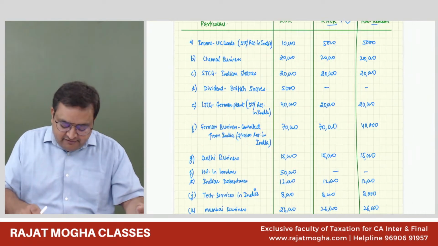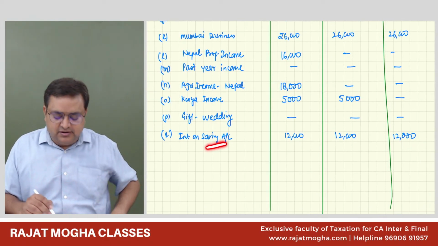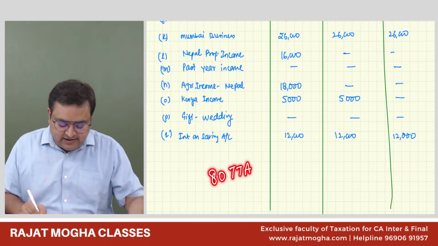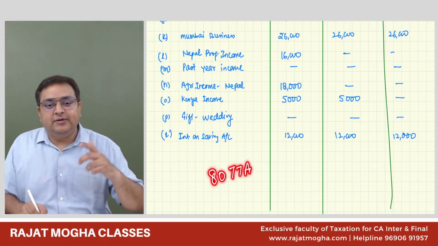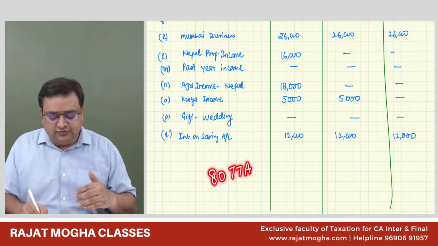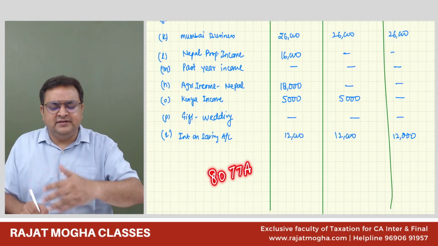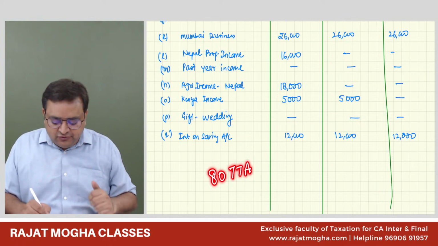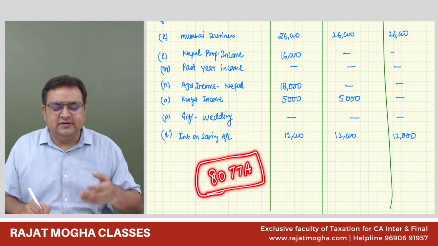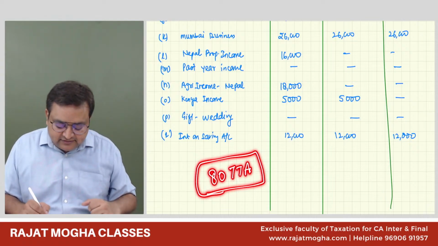So please tell me, whenever you see interest on saving account, which deduction comes to your mind? 80TTA. And 80TTB also, if the person is a senior citizen plus resident, up to 40,000. This person is not a senior citizen. I believe the age was 35 years. So TTA would be available to them if there is interest on a saving bank account, cooperative bank, or post office saving account.